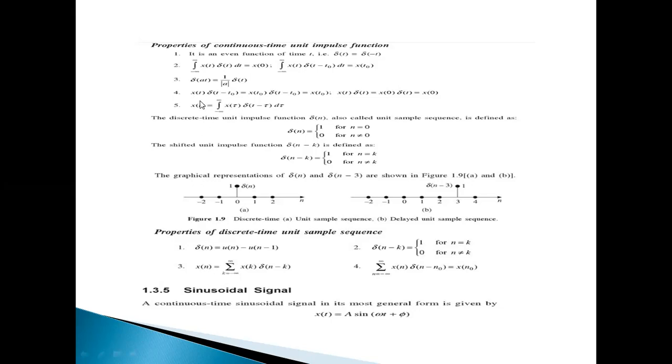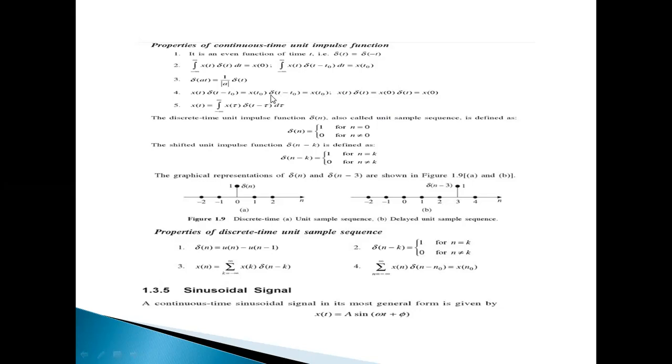X of n is equal to the sum over k from minus infinity to infinity of x of k, delta of n minus k. Here x of tau is taken as a dummy variable, and k is a dummy variable too. When k has the value n naught, the sum over n from minus infinity to infinity of x of n, delta of n minus n naught, is equal to x of n naught, the same function.